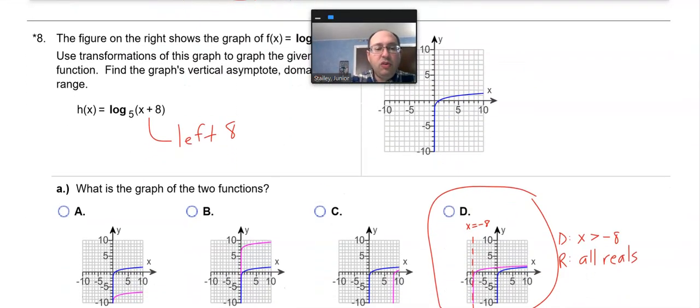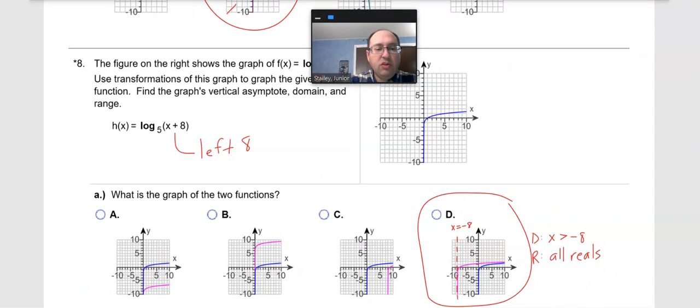Question 8, what happens when you move this thing, right? What happens when you slide it? Remember, if the change is on the inside, we always talked about how that went against your common sense. This actually goes left 8. So that's choice C. You can see that the pink or pinkish one had been moved left 8.